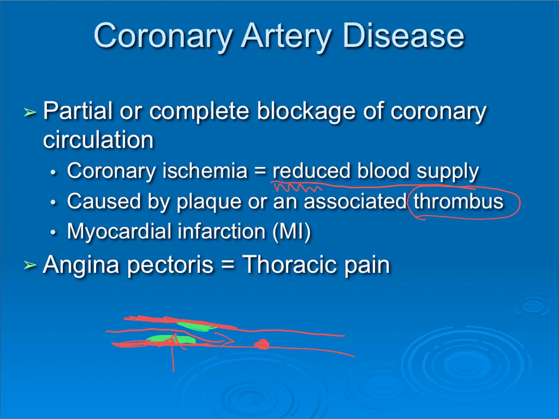Reduced blood supply we refer to as coronary ischemia, and that can produce pain in the chest, a sharp pain. The pain is what we call angina pectoris. And if the heart continues to be deprived of oxygen, then it can result in a myocardial infarction, okay, which is a fancy word for a heart attack.